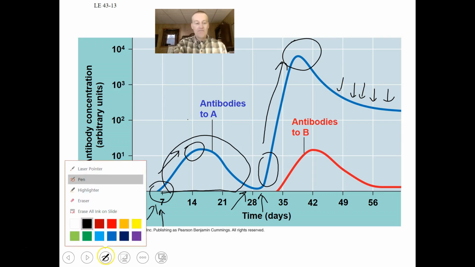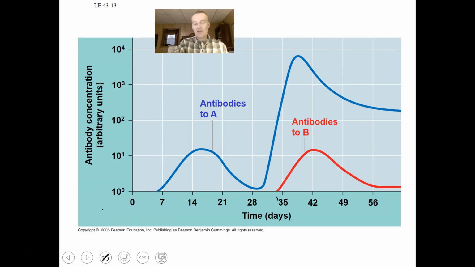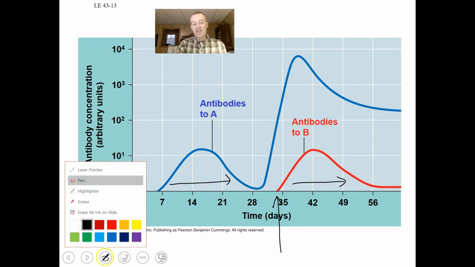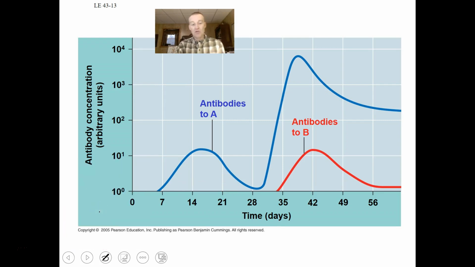Now, the depressing thing about this is that if you're exposed to a different antigen, it takes the same level of time that it took to the first antigen. So every time we're exposed to a new antigen, it takes a period of time for us to develop immunity to it. So if you get a vaccine, it takes time for you to develop antibodies to it.